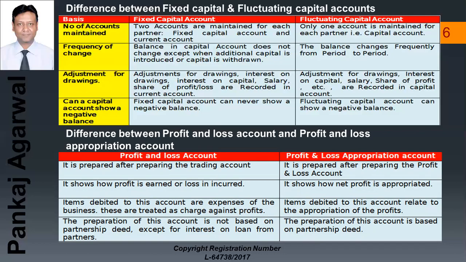Now in the P&L account, items debited to this account are the expenses of the business. They are treated as charges against the profits, whereas in the P&L appropriation account, the items debited or credited are the appropriations of the profit. The preparation of the profit and loss account is not based on the partnership deed, except for interest on loan from partners, whereas the profit and loss appropriation account is prepared as per the partnership deed or as per the Partnership Act 1932.